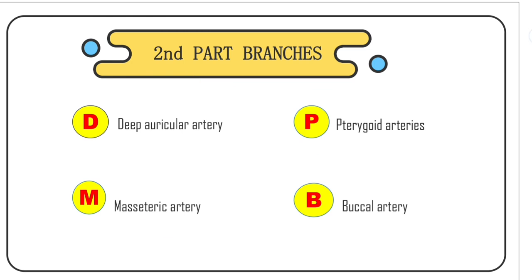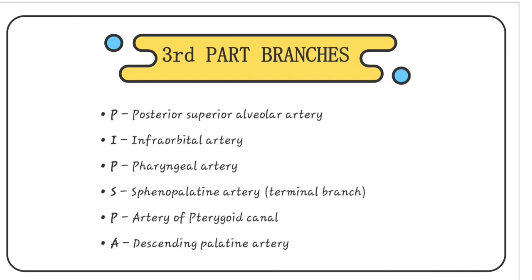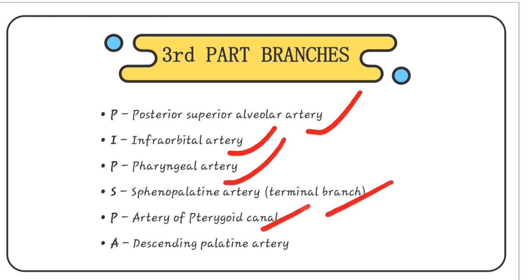Okay. So coming to the third part, we have 6 branches arising from the third part of the maxillary artery. That is the posterior superior alveolar artery, infraorbital artery, pharyngeal artery, sphenopalatine artery, artery to the pterygoid canal, and descending palatine artery. All these are the branches of the third part of the maxillary artery. The infraorbital artery passes through the infraorbital canal, and the artery to the pterygoid canal passes through the pterygoid canal.